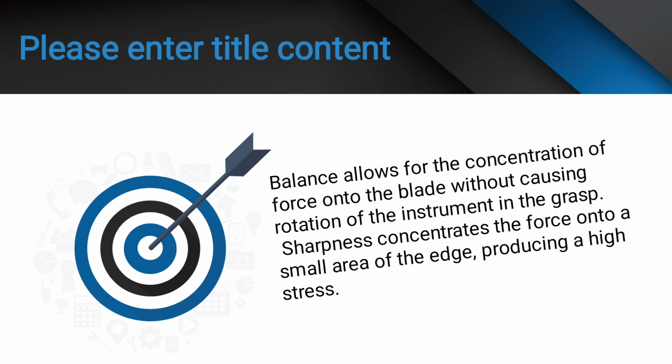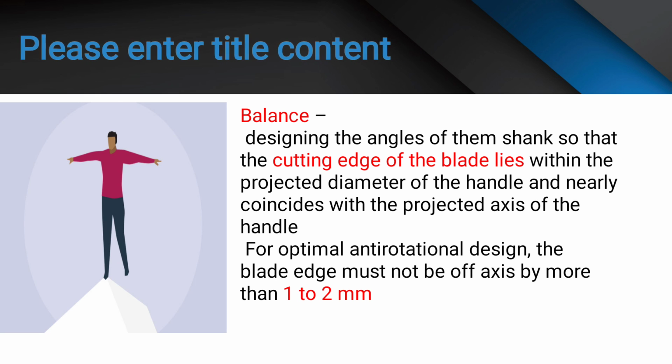This can be accomplished by designing the angles of the shank such that the cutting edge of the blade lies within the diameter of the handle and nearly coincides with the projected axis of the handle. For an optimal anti-rotational design, the blade edge must not be off the axis by more than 1 to 2 mm.